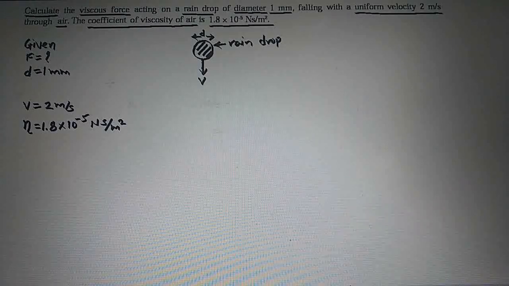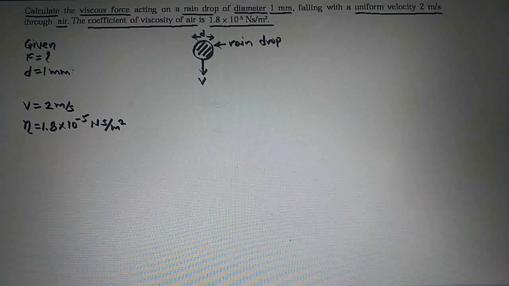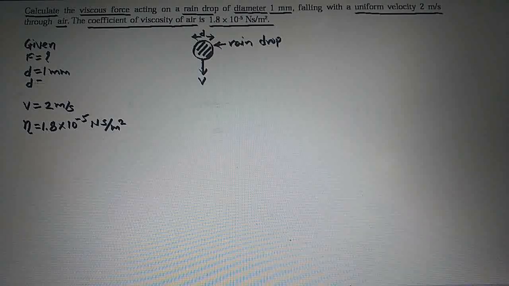Next, we will check the units here. So unit of velocity is meter per second, unit of coefficient of viscosity is Newton second per meter square, but unit of diameter is mm here. So we will convert this in meter. So we can write d is equal to 1 into 10 raised to minus 3 meter.